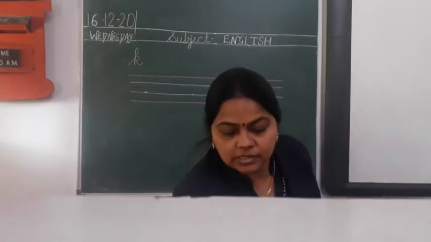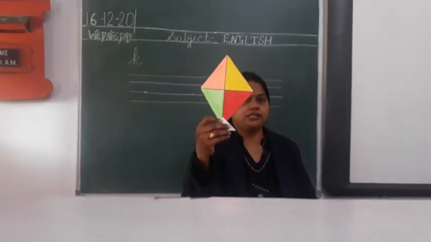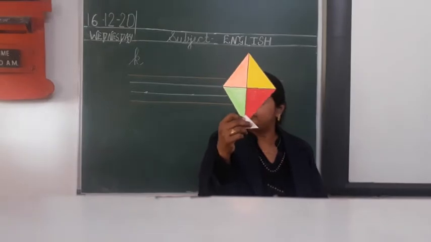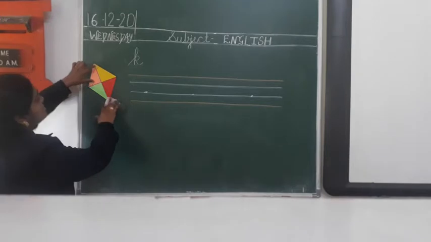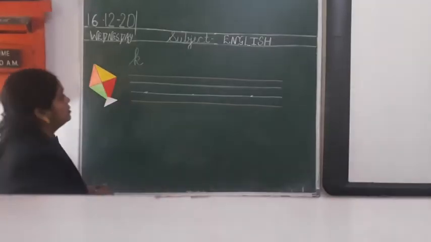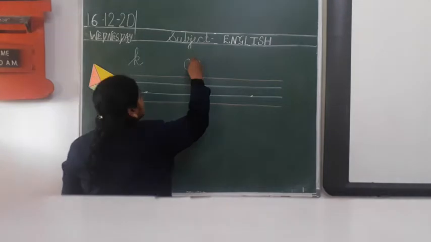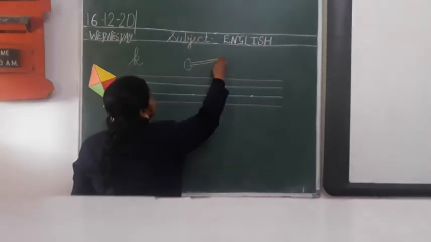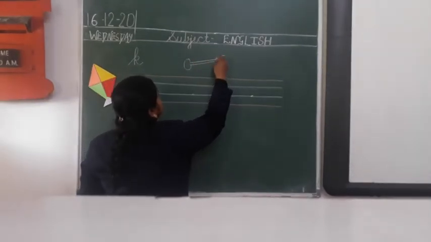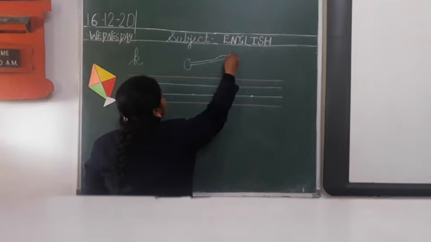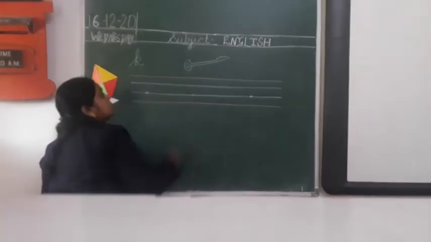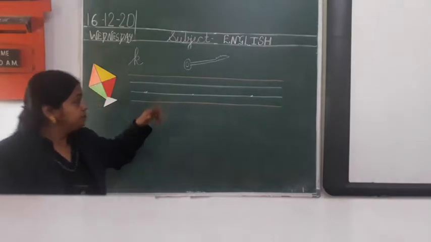K sounds K. K. Kite. So here is a picture of a kite, I am going to paste it on this place. And K for, tell me what is this? K for key. K for kite. K for key.